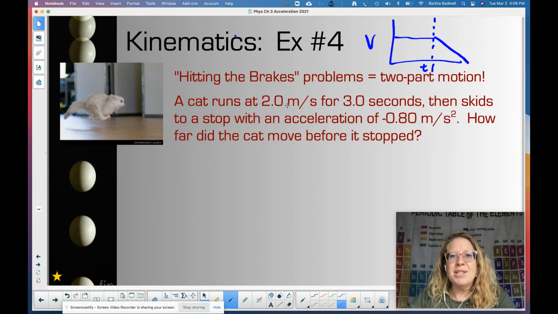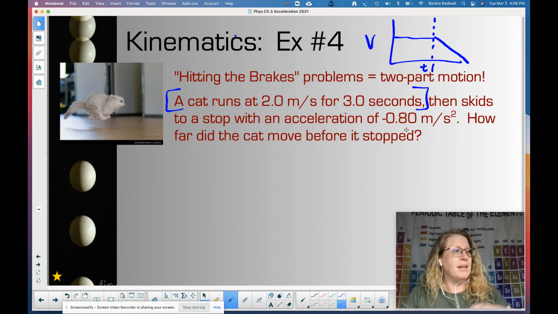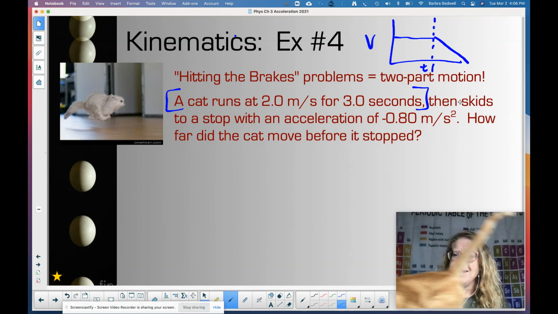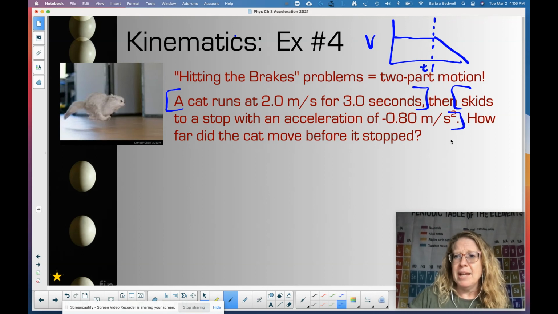So our cat's running at 2 meters per second for 3 seconds. How far did it go during that? That's part one. And then it skids to a stop with an acceleration of negative 0.8 meters per second squared. That, hello cat, speaking of, is part two. And then we add those two things together to combine them.